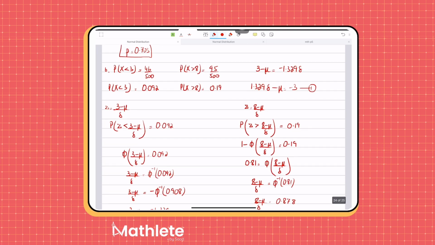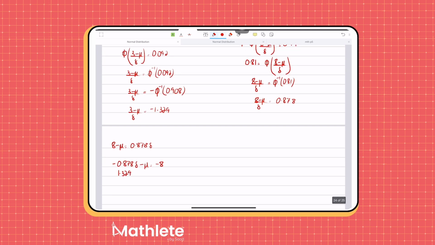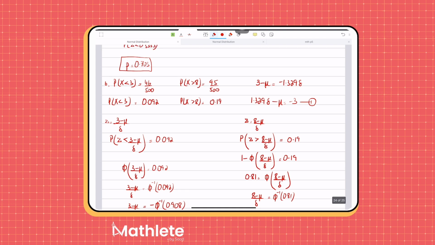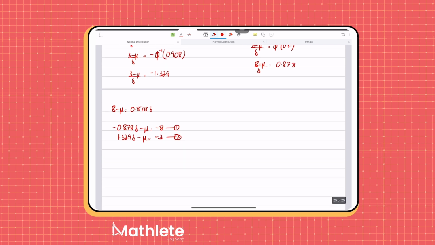The reason I've written them like this is so that I can use my calculator to solve it. And the other equation is 1.329 sigma minus mu is equal to minus 3. So here are the two equations. Let's solve them simultaneously using a calculator and see what we end up with. So a simultaneous equation with two unknowns: minus 0.878, minus 1, minus 8; 1.329, minus 1, minus 3. So sigma turns out to be 2.265, which means 2.27, and mu, the mean, turns out to be 6.01.